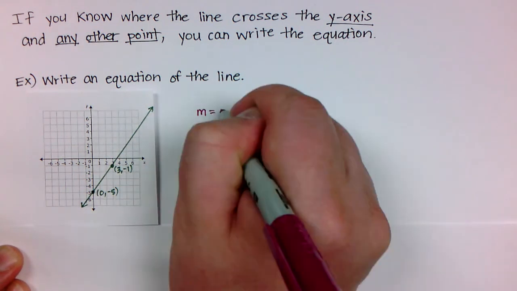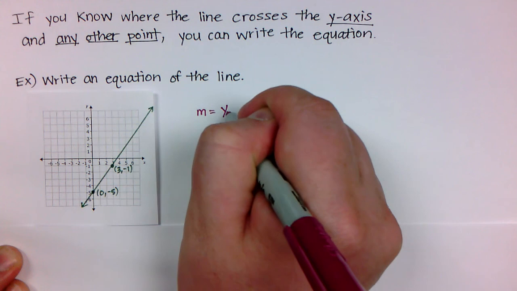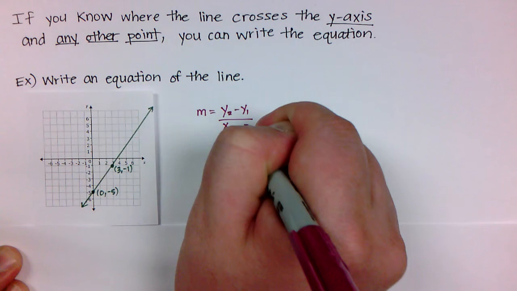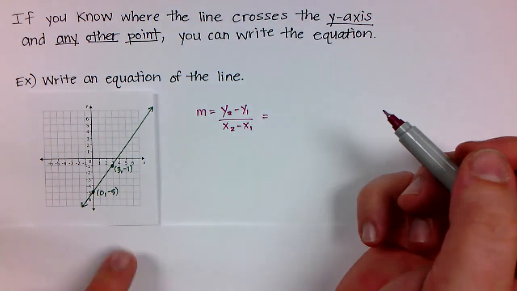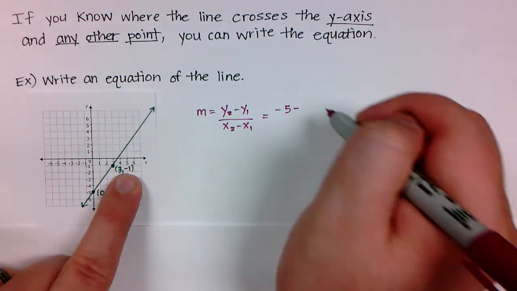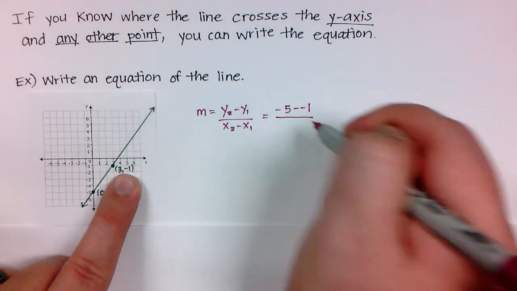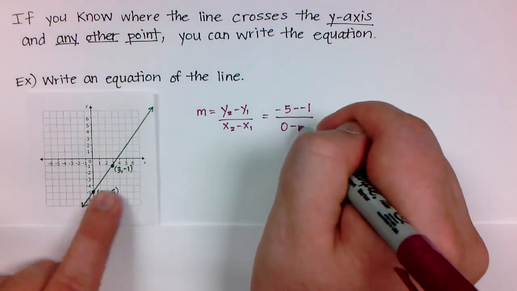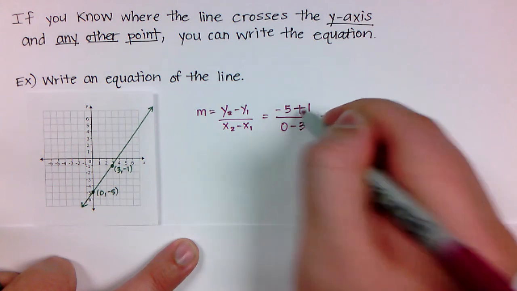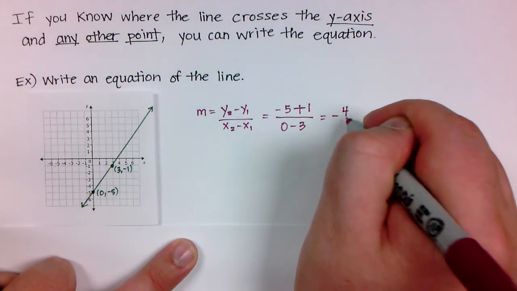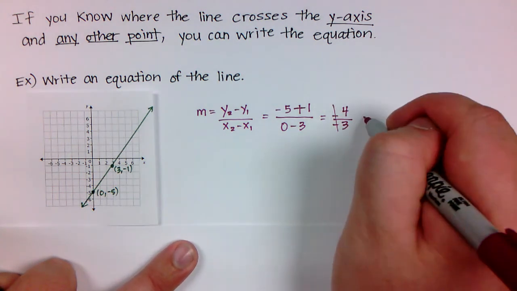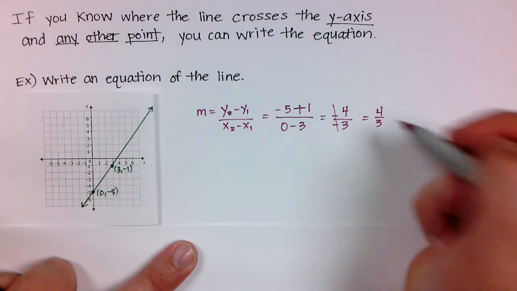So if we recall, the equation would be m is equal to y2 minus y1 divided by x2 minus x1. So in this case, maybe I'm going to start with -5. So -5 minus -1 on the top. And the bottom would be 0 minus 3. So this is really the same as -5 plus 1, which is -4. And the bottom, 0 minus 3, is -3. Well, those negatives are going to cancel out, so your slope is going to be +4/3.